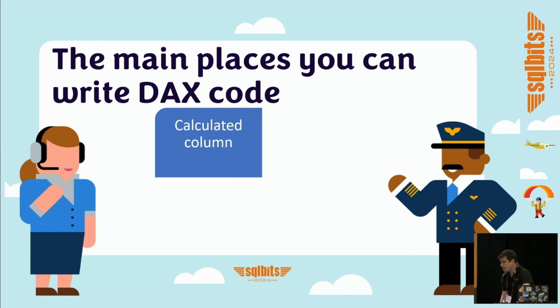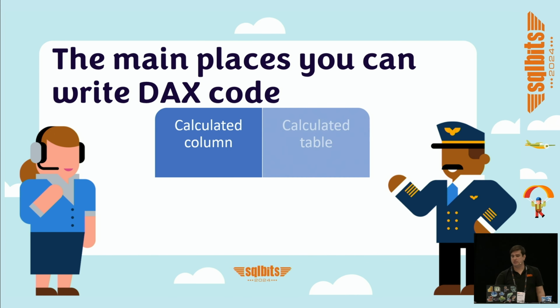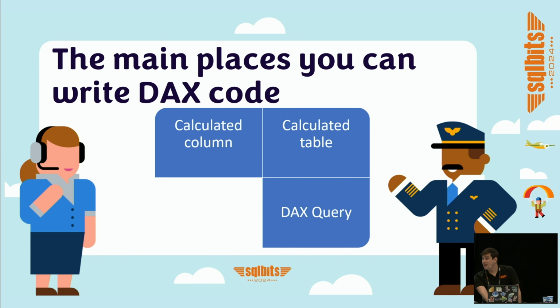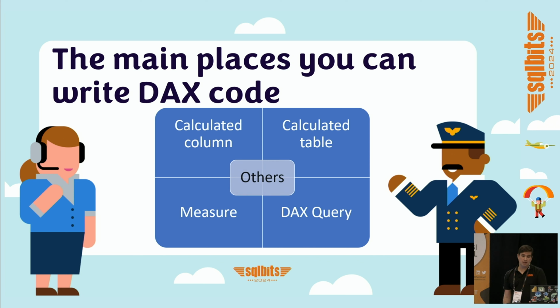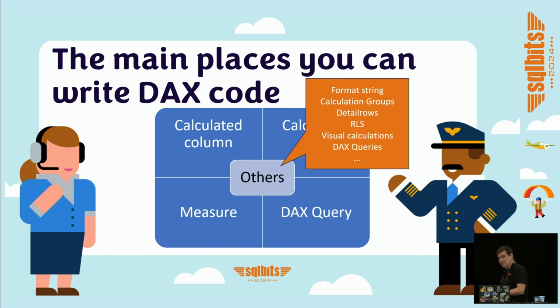So look at your model at all times. What are the main places where you can write DAX code, DAX expressions? Calculated columns in tables, and an actual DAX query, which you can write with the DAX query view. It's more evident for most people. And a measure, which is the go-to for 90% of the DAX code that you're supposed to write. There are several other places where you can write DAX expressions, such as format strings, calculation groups, detail rows, RLS, visual calculations, and DAX queries.